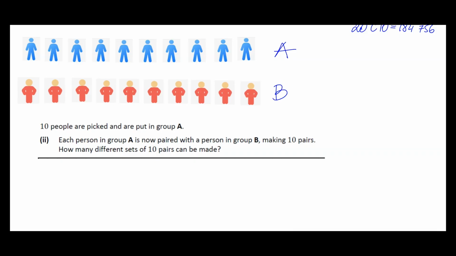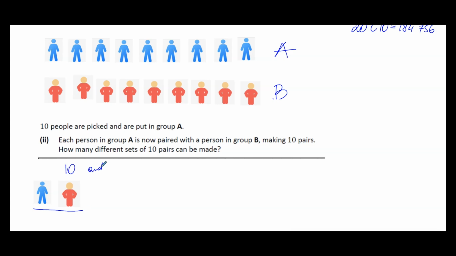So if you think about it, if I pick this person from group A and then I pair them with this person, that's one option, isn't it? Or that second option, or that third option. So we get the idea that for the very first pair, we have 10 different options.